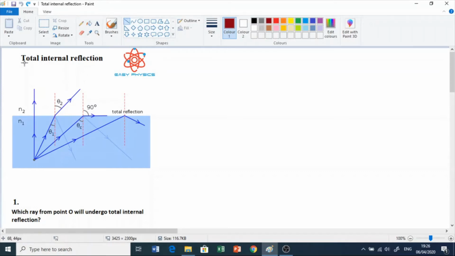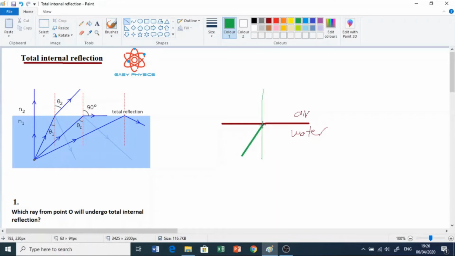Now we are going to learn total internal reflection. From our previous lessons, we know that when light attempts to move from a medium of high index of refraction to a medium of low index of refraction, for example, from water to air. Let's draw a normal. When light rays are moving from high index of refraction to a low index of refraction, what happens?